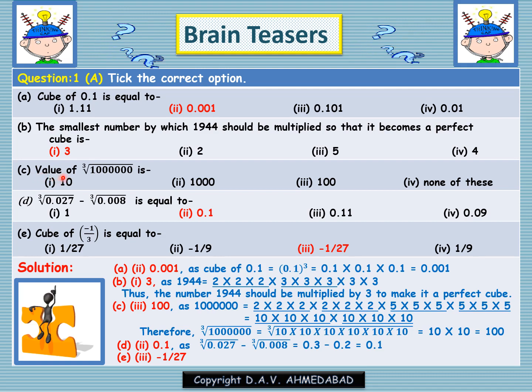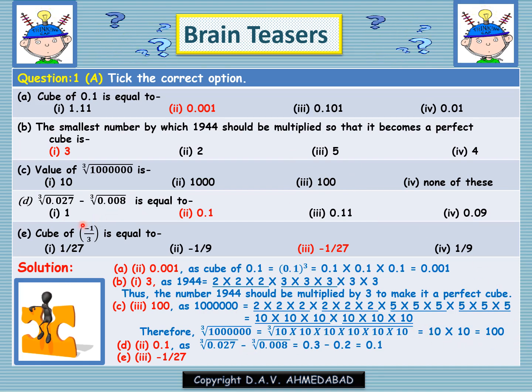Next is, the value of cube root of 10 lakh is. Now how many zeros after 1? 6. And in cube root we will be having 1/3 of the number of zeros. So 6 divided by 3 is 2. So 2 zeros after 1 we will be having in cube root. So answer is 100. And other method is, you can do prime factorization of 10 lakh and after that make triplets, and then you will get answer is 100.